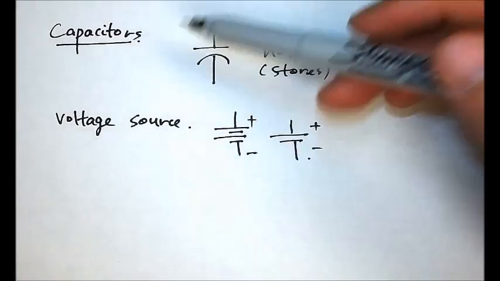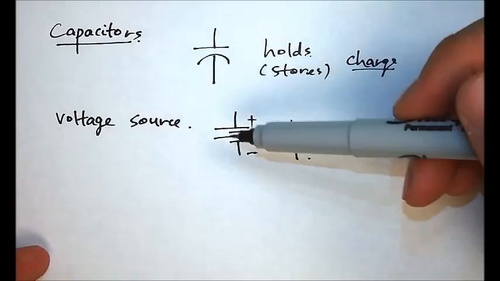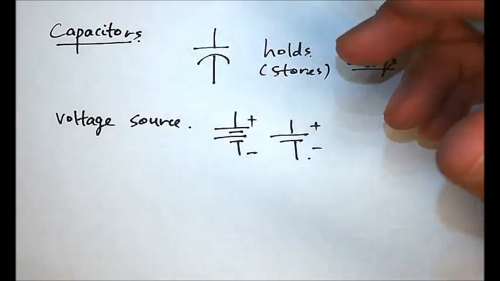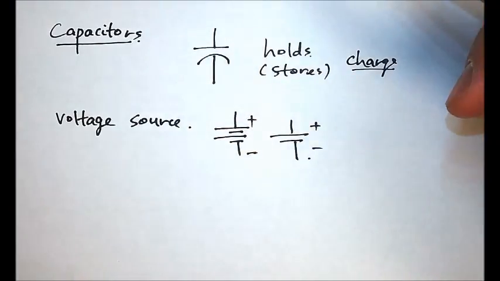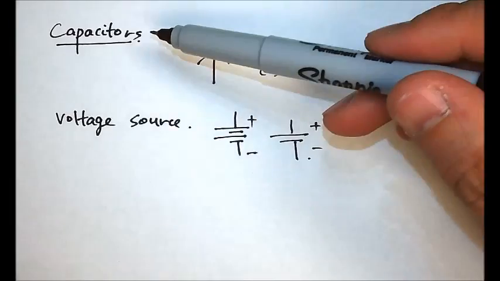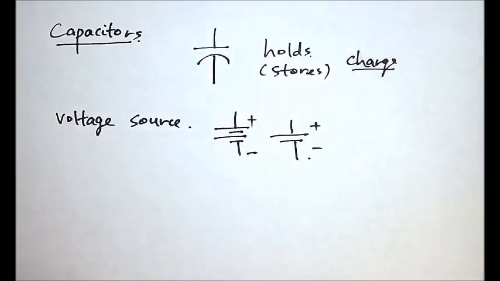A battery can be considered a capacitor too, because it holds charge, and you keep on using up that charge that's been held. So the basic idea of capacitors is that they hold energy, they hold charge.